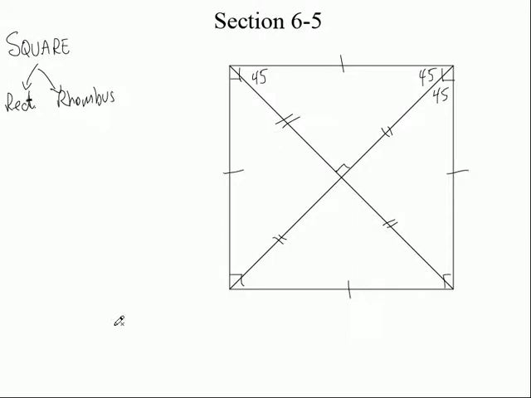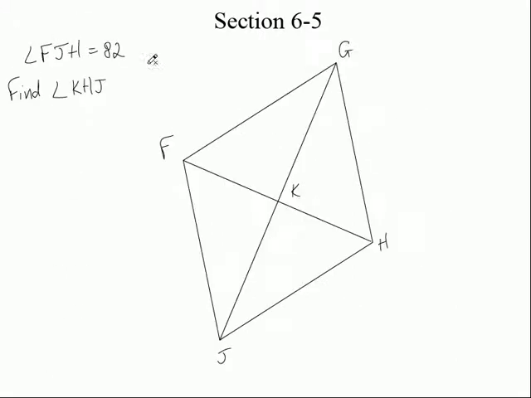Let's do an example, okay? Of course. All right. Nothing exciting happened between the break there. So, watch angle FJH. Let's find that. Okay, FJH is 82, so this whole thing is 82 degrees. We'll just do that, okay? And find KHJ. Where's KHJ? KHJ is this one right here.